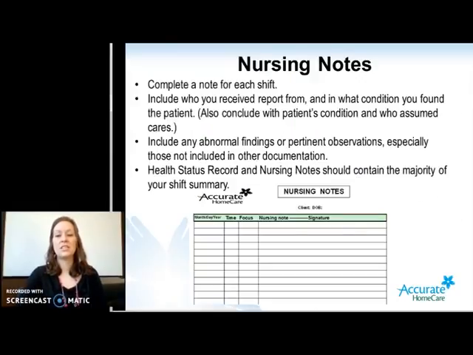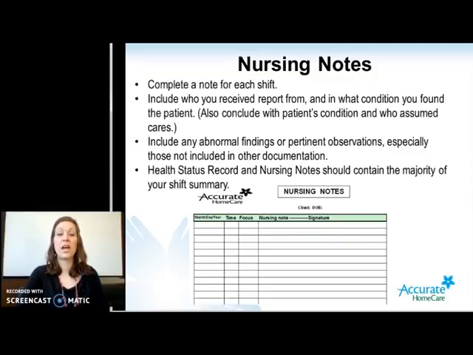The next document is a nursing note. So you need to complete a nursing note for each shift. Your note needs to include, at minimum, who you received report from, and in what condition you found the patient. At the end of your note, you should also indicate the patient's condition and who assumed cares. So something like arrived to home, received report from night nurse, assumed care of stable patient, asleep in bed. You would document throughout your shift, and at the end of the shift, you could indicate report given to overnight nurse, patient left in stable condition, perhaps in wheelchair in living room or something like that.